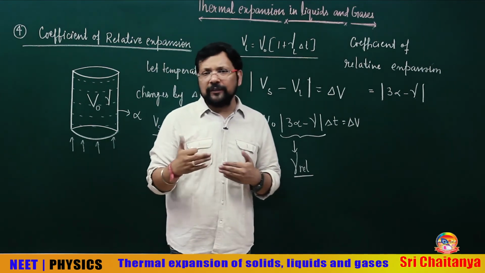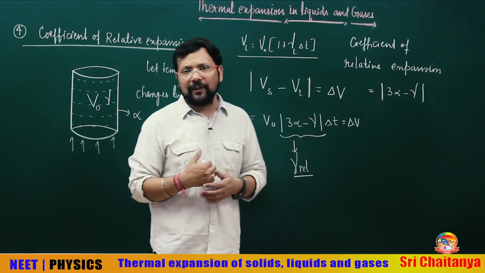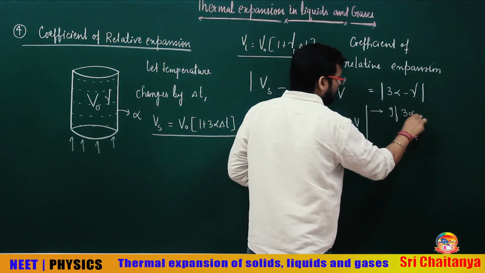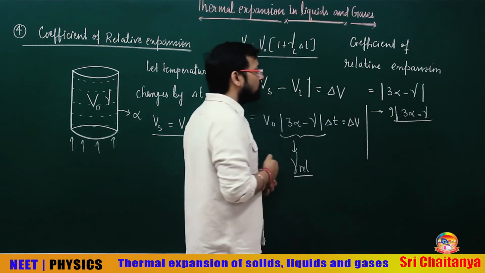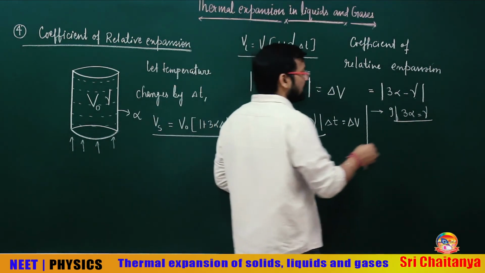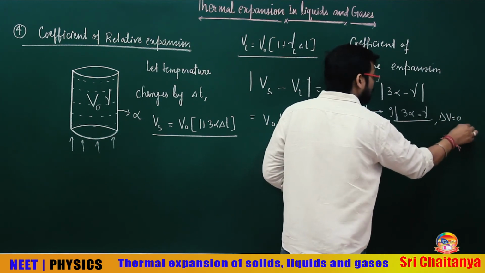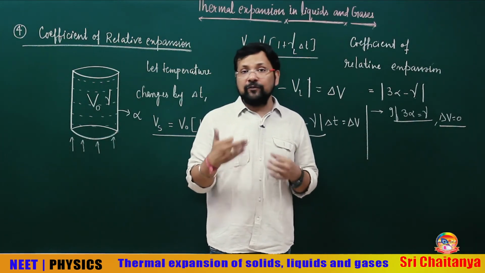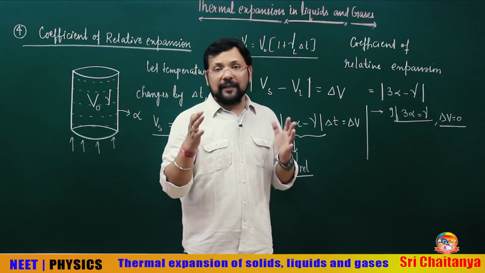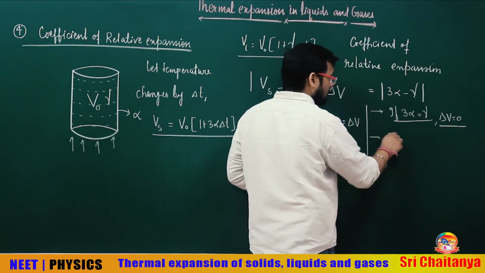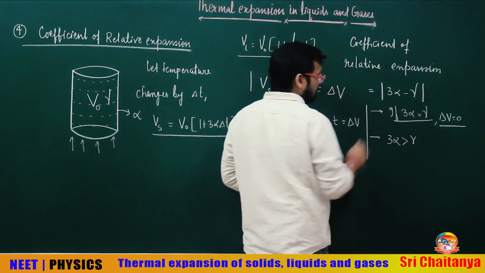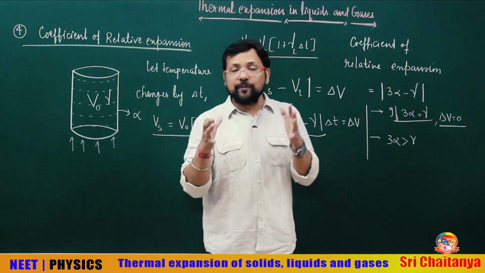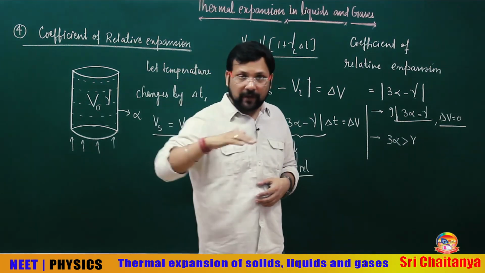Now according to the comparison of these two, we can see the different behavior of solid and liquid expansion. For example, suppose in the first case 3 alpha is equal to gamma. If 3 alpha is equal to gamma, obviously there is no expansion. So in that case there is no apparent expansion. It means the solid and liquid have expanded to the same extent, so we will not see any expansion there. If 3 alpha is greater than gamma, like suppose water is being boiled, solid expansion is more, liquid expansion is less. So liquid level will go down.